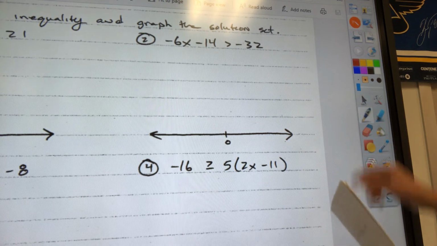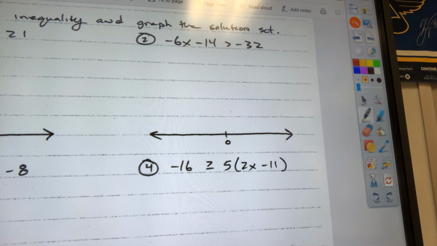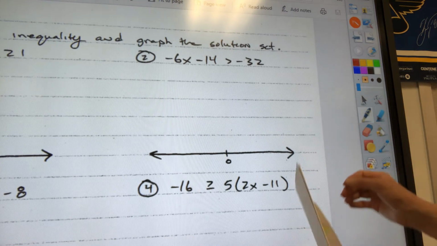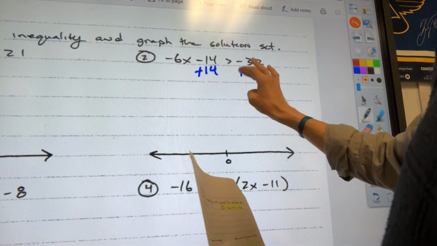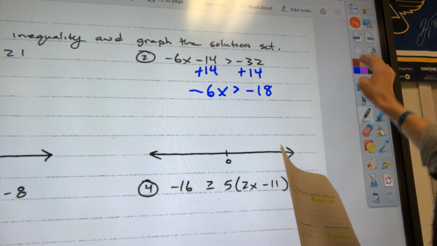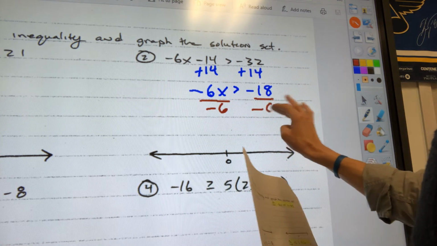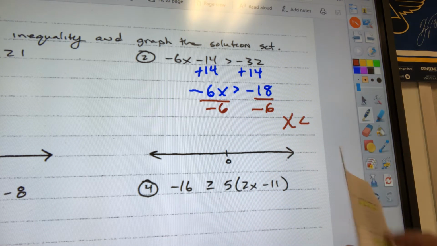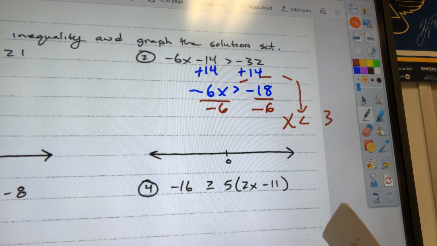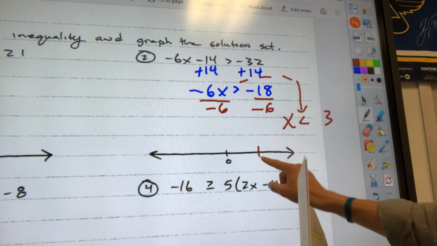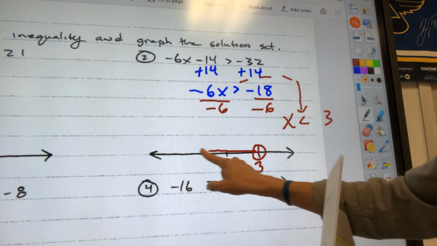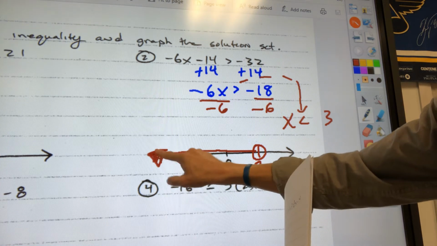I think it's a good idea to look at 2 and then 4. So on 2, I'm going to add 14 to both sides. Now I do have to graph as well. So -6x greater than -18. I'm going to divide by -6. -18 divided by -6 is 3. Oh, and again, you flip the sign. When you divide or multiply by a negative in an inequality, you got to flip that sign. X is less than 3. There is 3. Less than means open circle because there's no equality. And then I shade to the left.